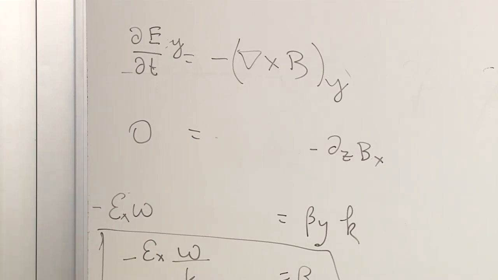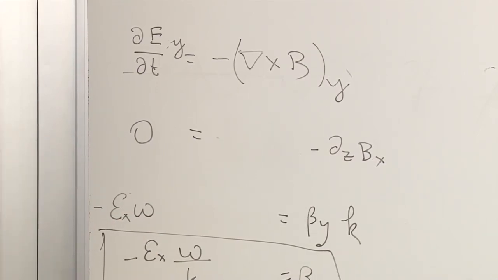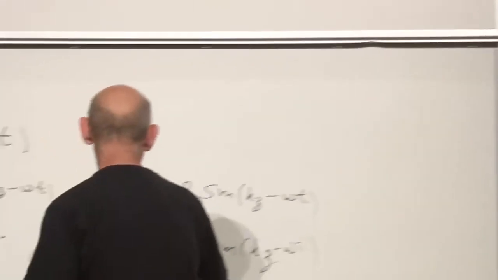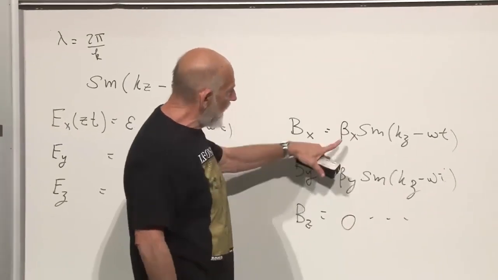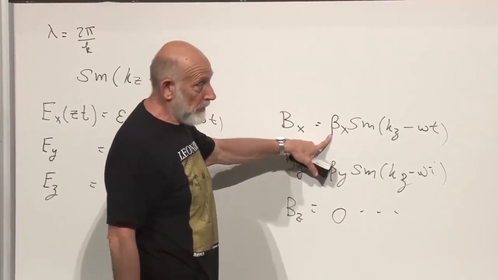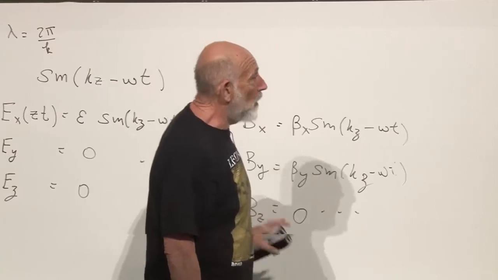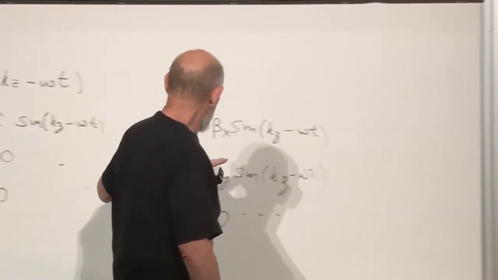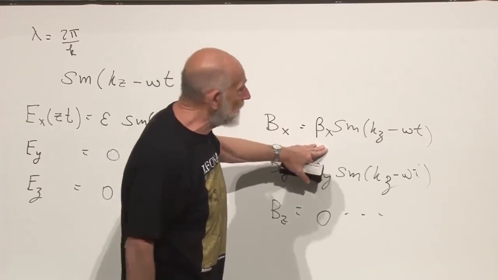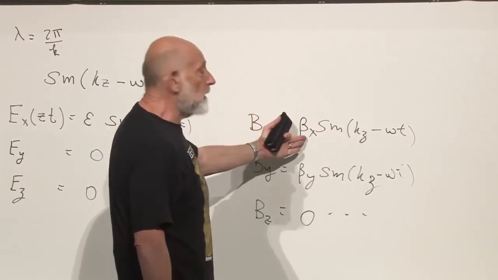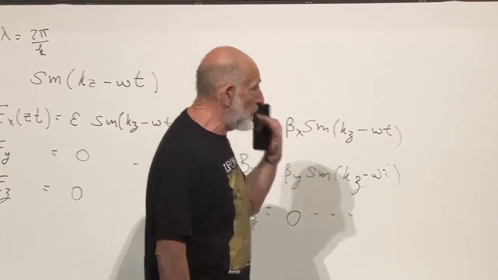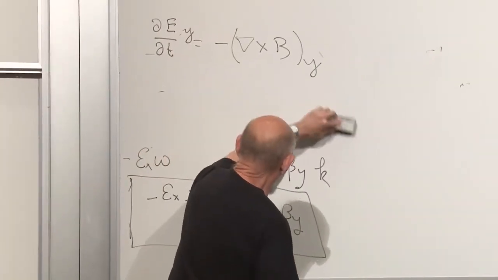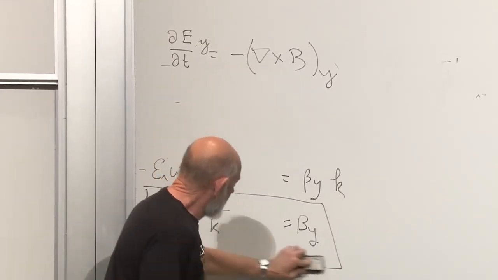And what is this going to tell me? If I plug in Bx, the only way it can be 0 is if beta x is equal to 0. All right, that's the only way that this can be equal to 0. When I differentiate Bx with respect to z, I'll get something non-zero unless beta x is equal to 0. So this equation tells me beta x is equal to 0.